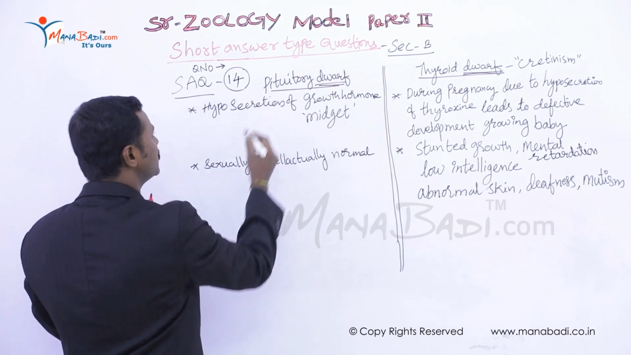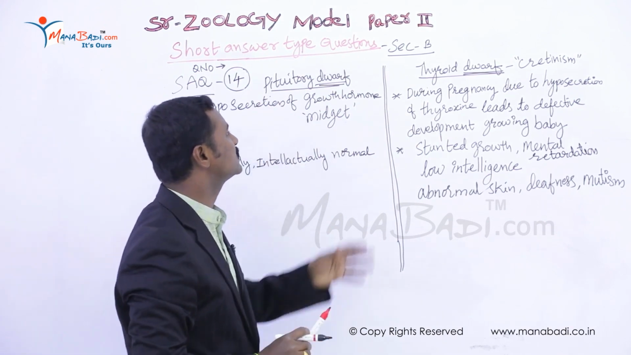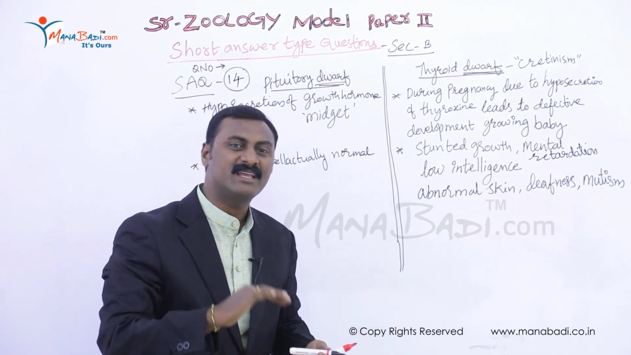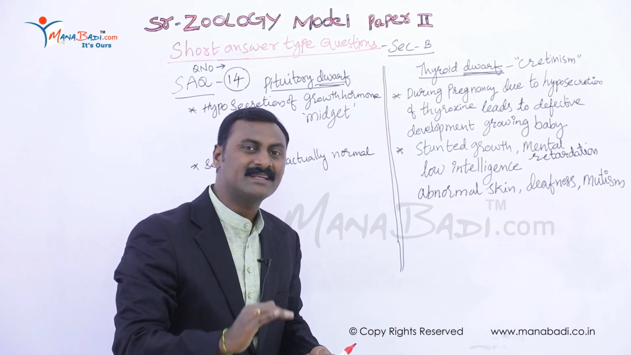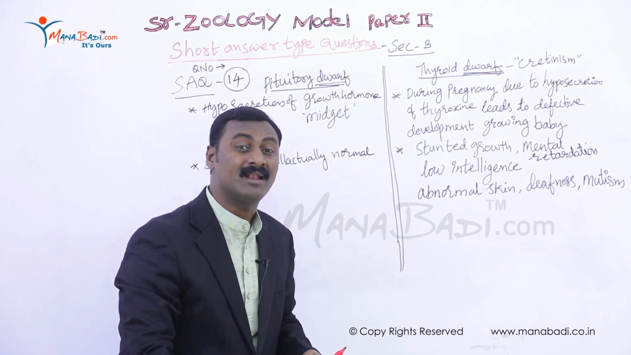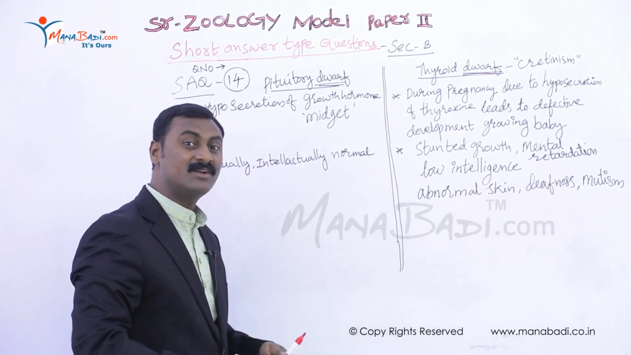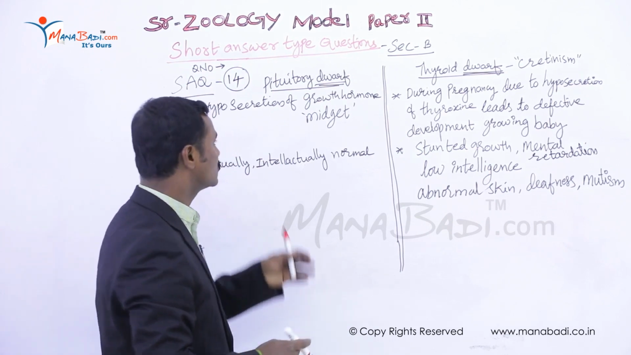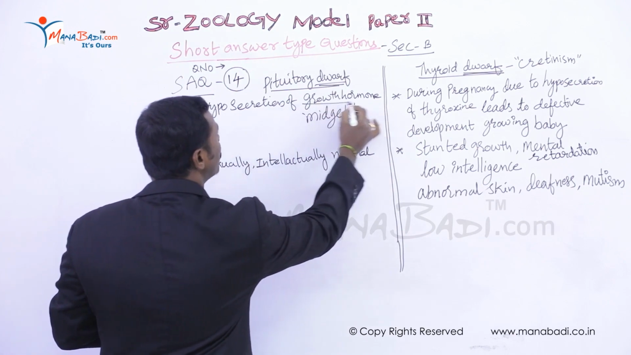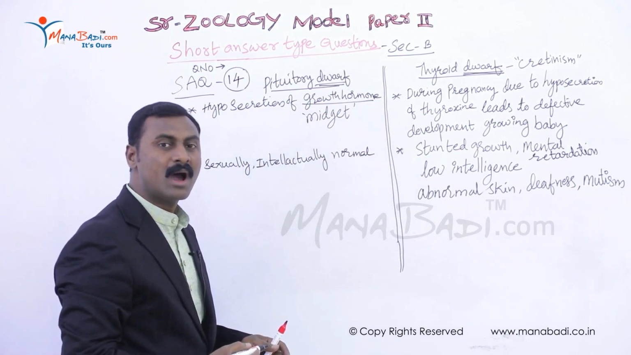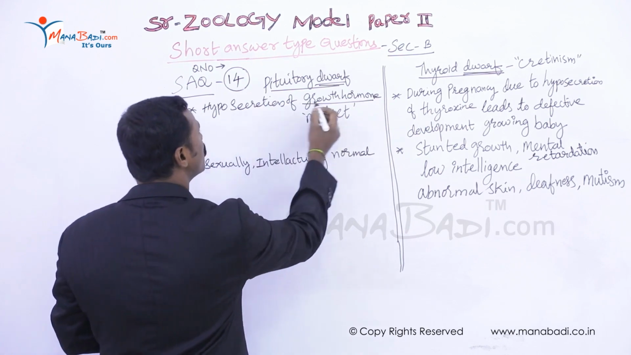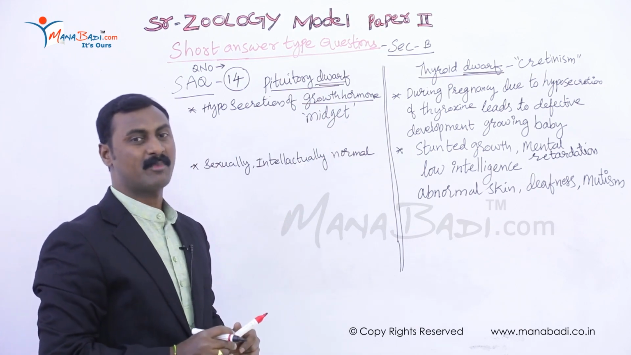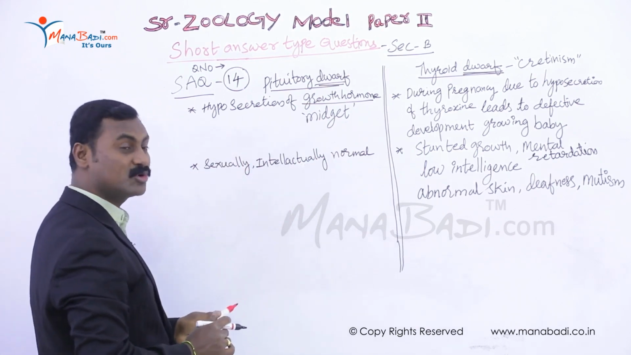Let us see now. Pituitary dwarf is generally hyposecretion of growth hormone. Here and there we can see some people who are very dwarf and very small. Even though they are adults, they will not increase their height. They are restricted to 3 to 4 feet. In these people, the growth hormone, somatotropin, is not properly released. That's why it is called hyposecretion.